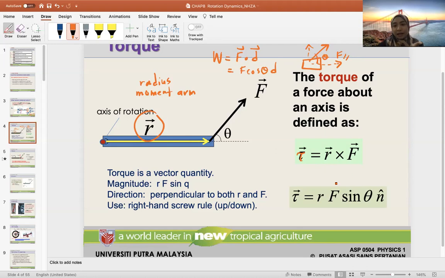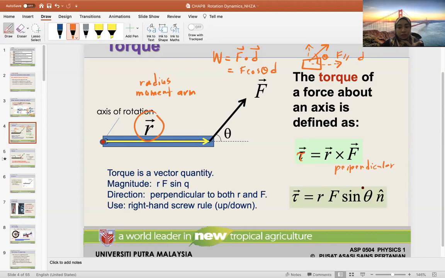Okay, so for work done, you had the equation, the dot product of force and displacement. But for this guy over here, torque is the cross product of R and F. Cross product means perpendicular. Okay, tadi dot product kan, dot product is parallel. Kita nak parallel force with displacement. But this time we want our force to be perpendicular to the moment arm.